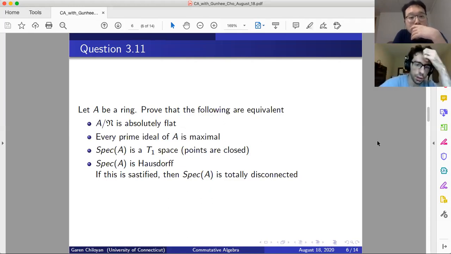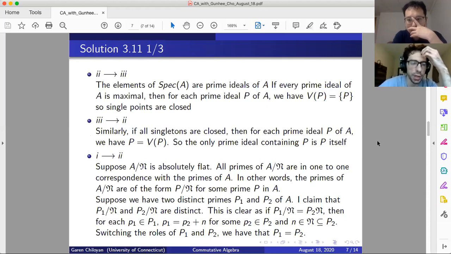What is the quotient object in the first statement? A mod n. So, yes, this n was the nilradical. It's the intersection of all prime ideals, or the set of all nilpotent elements. Yeah, thanks. So there's a lot of technical work I put into trying to solve this question. It's not done perfectly, but I will show you what I did. So I tried to prove many equivalences and then make a conclusion.